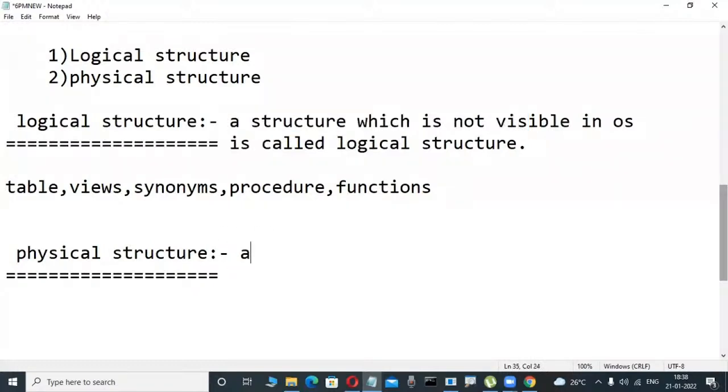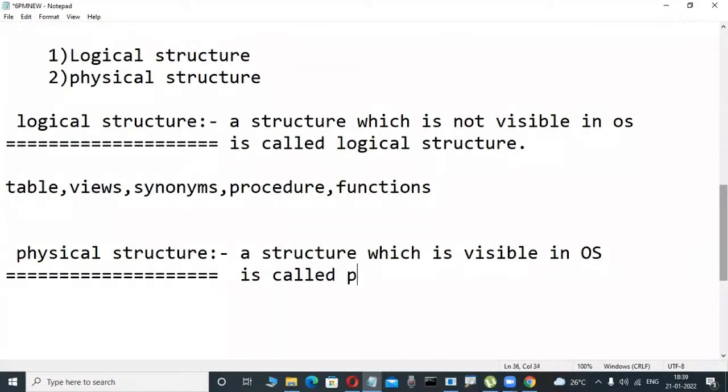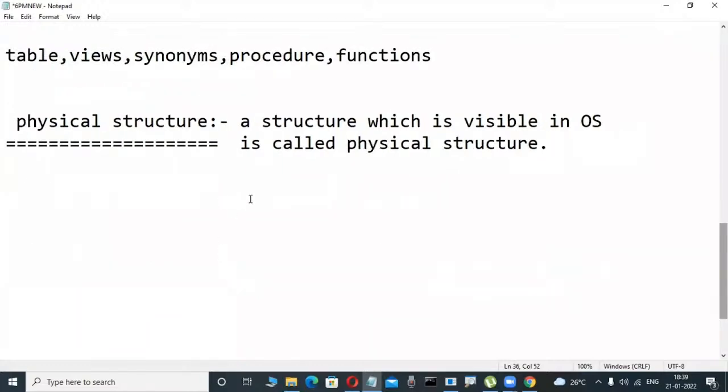So now here, don't write it, observe. A structure which is visible in the operating system, visible in the OS, is called a physical structure. It's a big concept. I'm telling only the definition side, because today I will tell you which definition of database is correct. A structure which is visible in operating system is called physical structure.